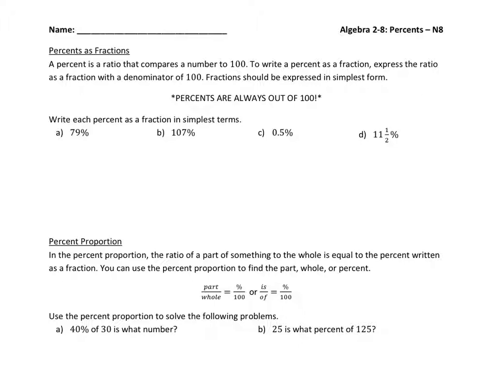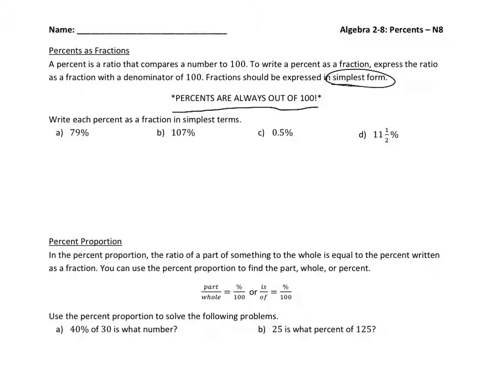Percents as fractions. A percent is a ratio that compares a number to 100. To write a percent as a fraction, express the ratio as a fraction with a denominator of 100. Fractions should be expressed in simplest form all the time, but percents are always out of 100. We've been working on this since 6th grade, so hopefully this is a quick refresher. So write each percent as a fraction in simplest terms.